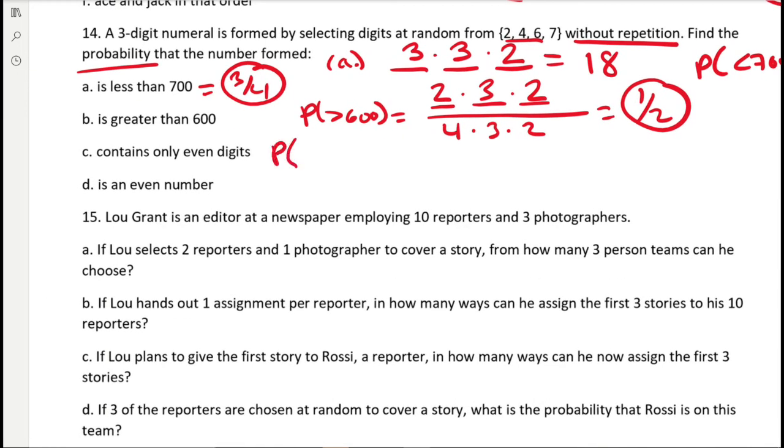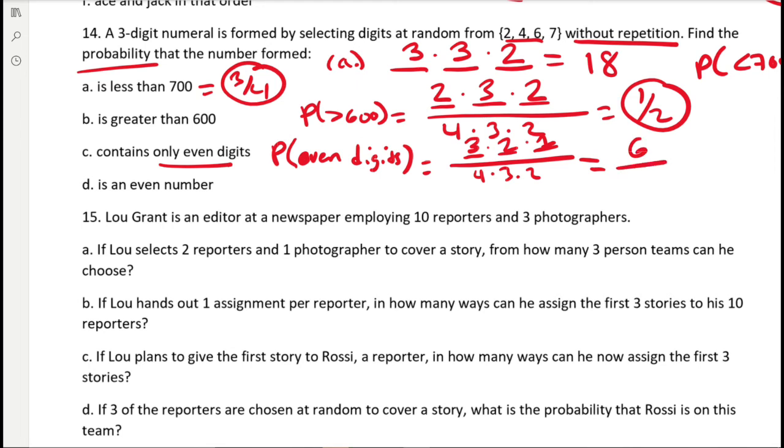So for part C, contains only even digits. So it can only contain even digits. There should be a small chance of this happening just because it's very restrictive. Our denominator is still going to be 4 times 3 times 2. Our numerator, however, can only have even digits. Let's see here, 1, 2, 3. There are only three even digits, right? So this means that we have three options for that, and then two, and then one, and that's it. There are no more options here for even numbers. So we got 6 over 24, which is 1/4.